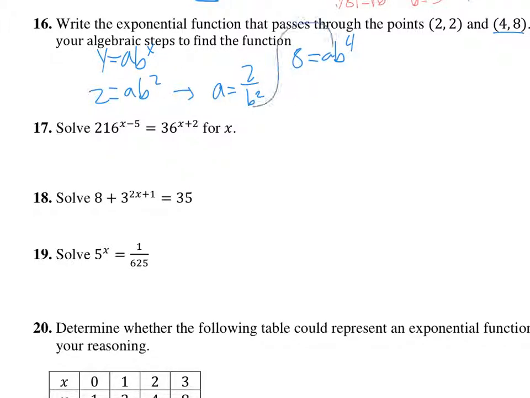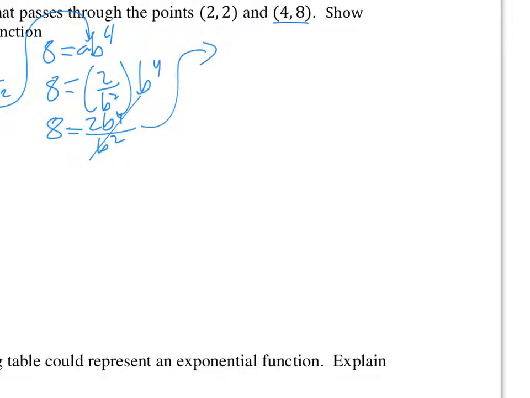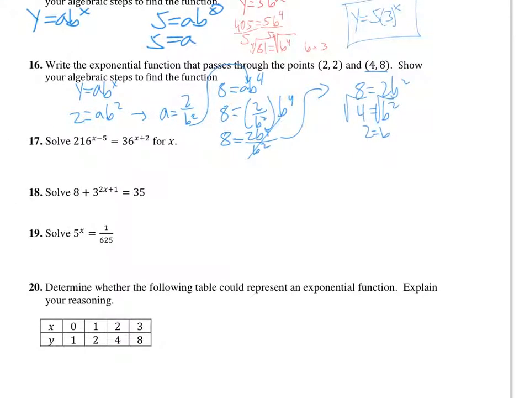If we plug this guy into here, we get 8 equals 2 over b squared times b to the 4th. So 8 equals 2b to the 4th all over b squared. Well, these are going to cancel there, leaving us with 8 equals 2b squared. So divide by 2, and take the square root, b is 2. It could be 2 or negative 2, actually, but b cannot be a negative number.